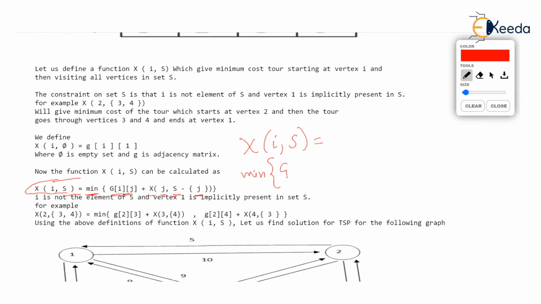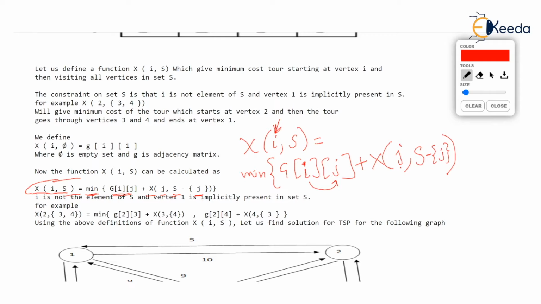Now, obviously, our travel must begin with vertex i, isn't it? That's what we are saying. Travel must begin with vertex i, and then we will go to one of the vertices of set S, plus x of j comma, because we have already gone from i to j. So now we are going to continue our travel from j and visit all the vertices of S except j, because we have already traveled the vertex j. So this is what we are going to find out, the minimum of all this.